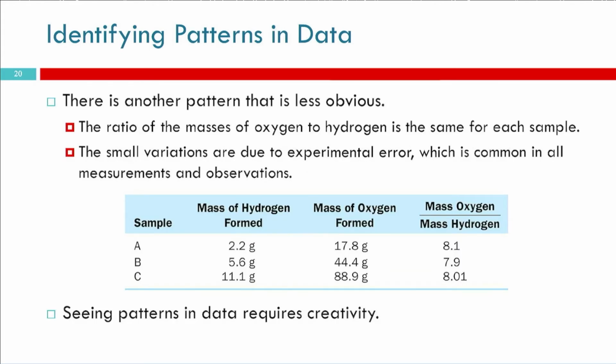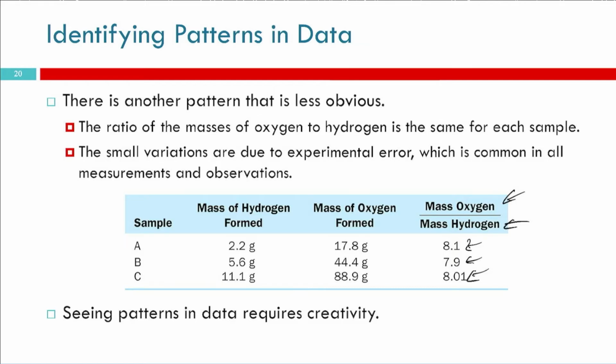But the other pattern that's a little less obvious here is that the ratio of the masses of oxygen and hydrogen is the same for each sample. And this may be something that's like, well, no duh, water is made up of a single oxygen and two hydrogens. But at some point, people didn't know that. So when we decompose these samples and we take the mass of oxygen, we divide it by the mass of hydrogen, which is really just done because then you get a whole number, and those are easier to look at. Every single time, it's about 8.